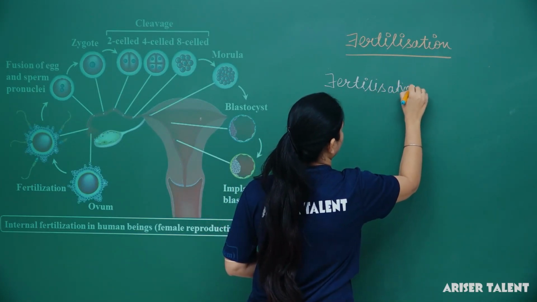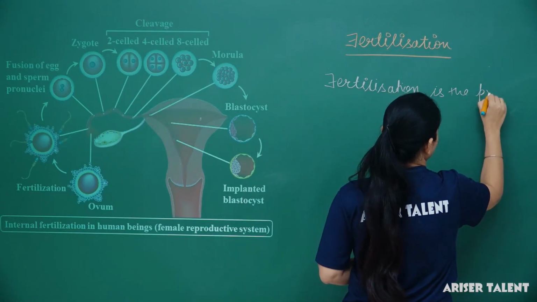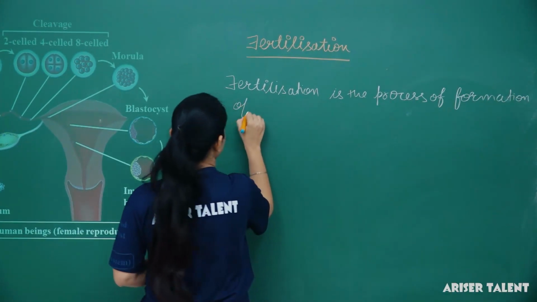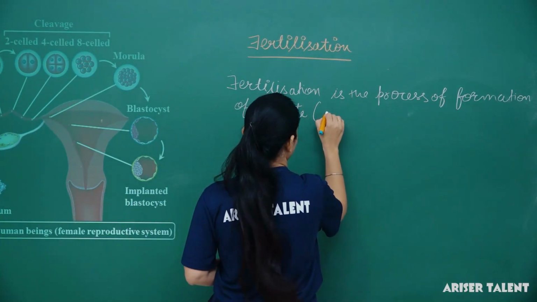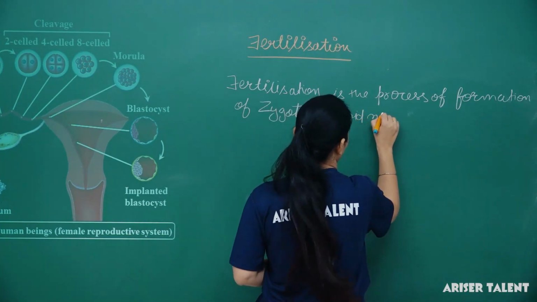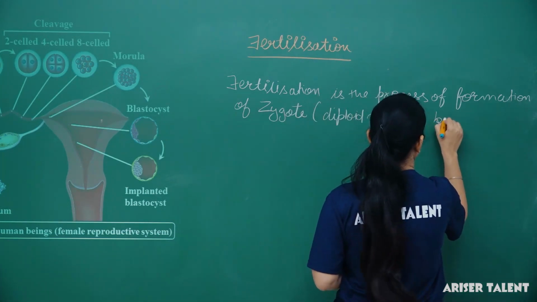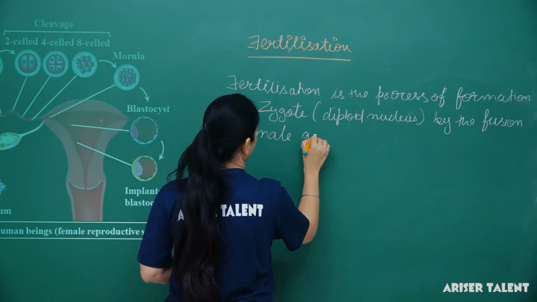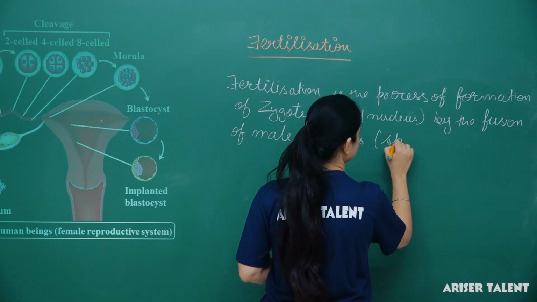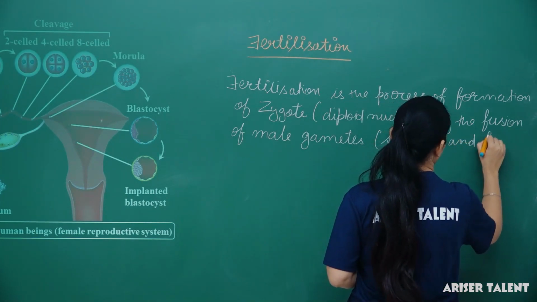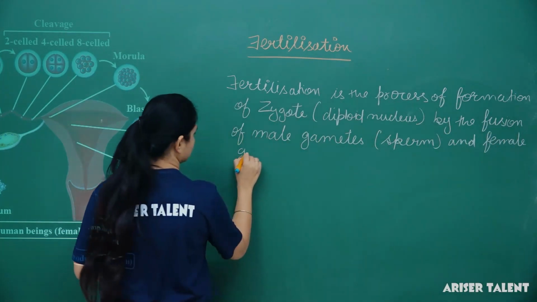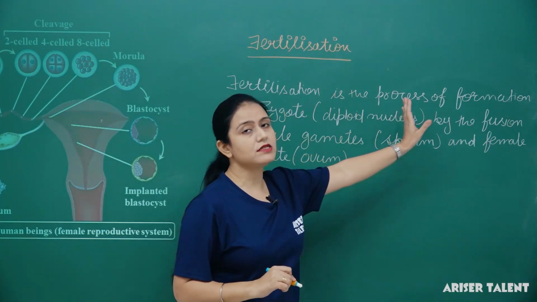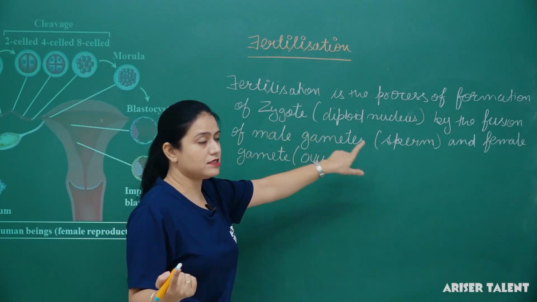Fertilization is the process of formation of zygote, means diploid, it has a diploid nucleus, by the fusion of male gametes, that is sperm, and female gamete, that is ovum. Okay, so what is fertilization? Fertilization is the process of formation of zygote by the fusion of male gamete, means sperm, and the female gamete.